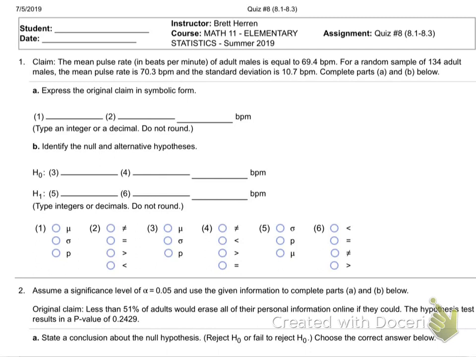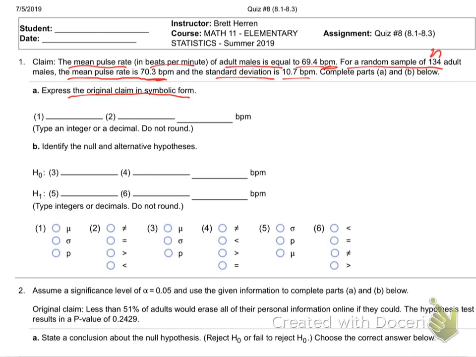So it says on this first problem, the mean pulse rate in beats per minute of adult males is equal to 69.4 BPM, beats per minute. For a random sample of 134 adults, that's your N, the mean pulse rate is 70.3 beats per minute. Standard deviation is 10.7 beats per minute. Express the original claim in symbolic form.